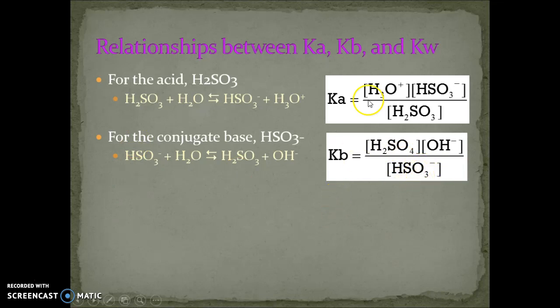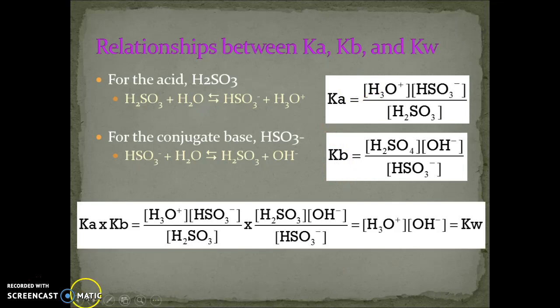So remember that we said Ka times Kb equals Kw. So here's the proof. Ka times Kb. I'm taking these guys, here they are, taking these guys, here they are, multiplying them together, look what happens. The HSO3- ion cancels, the H2SO3 formula cancels. What am I left with? H3O+, OH-, that's Kw. These two multiplied together give me Kw. So that's why Ka times Kb equals Kw, because they're really the reverse of each other.